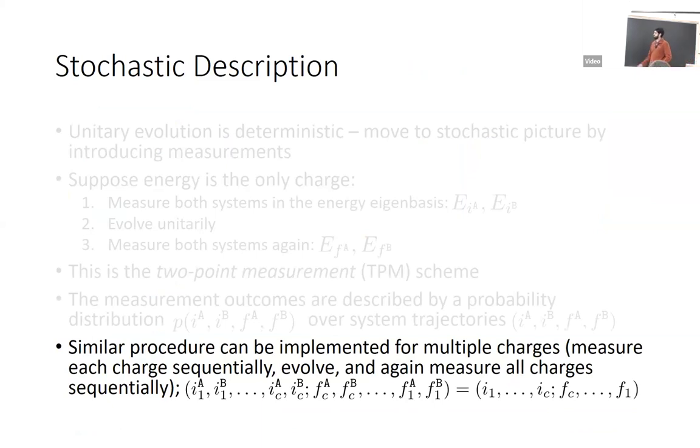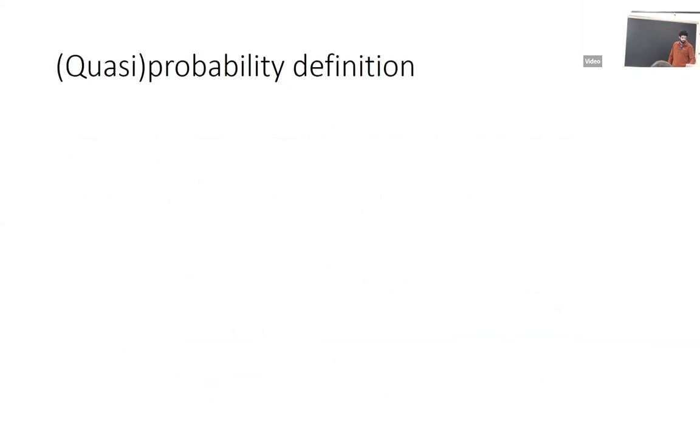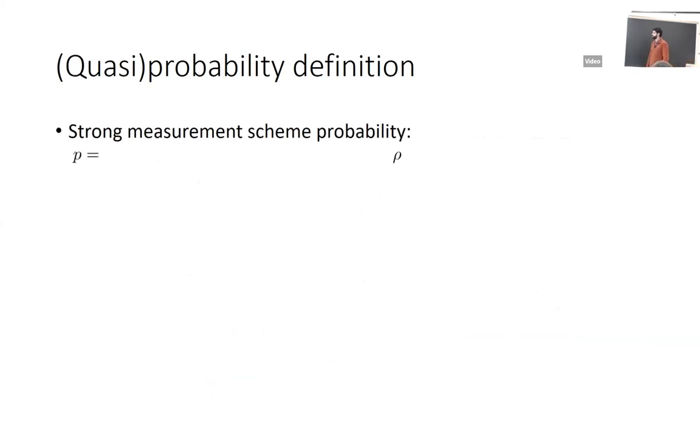So with that in mind, let's go back to the stochastic description we talked about, where we measure a whole bunch of charges, evolve, and then measure them all again, and see how this might be updated to account for weak measurements instead of strong ones. For strong measurements, we simply start off with our state rho. After the first measurement of charge 1, we just bracket it with the relevant projectors, and do this all the way for the last charge. We then evolve.